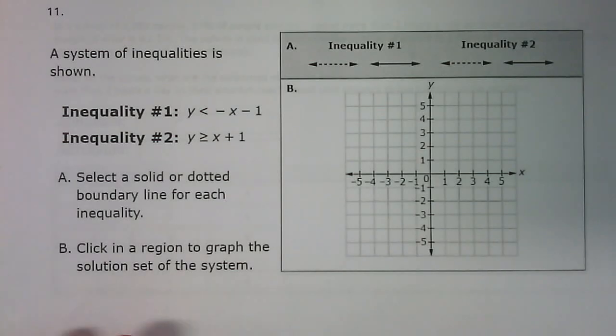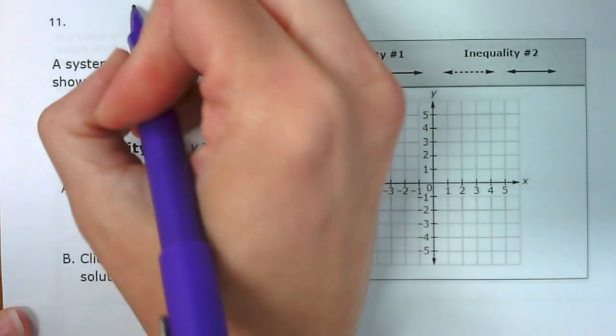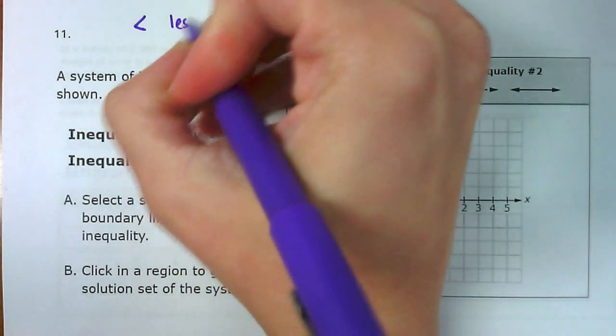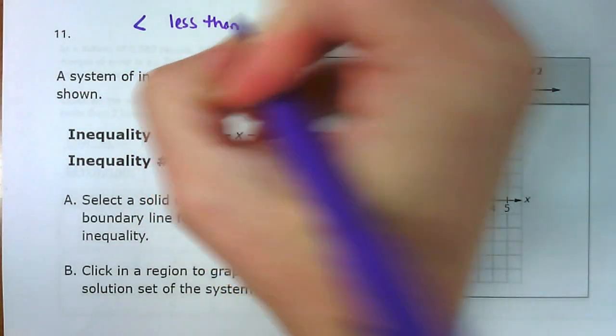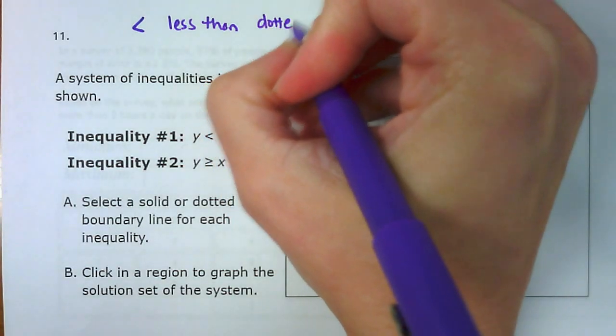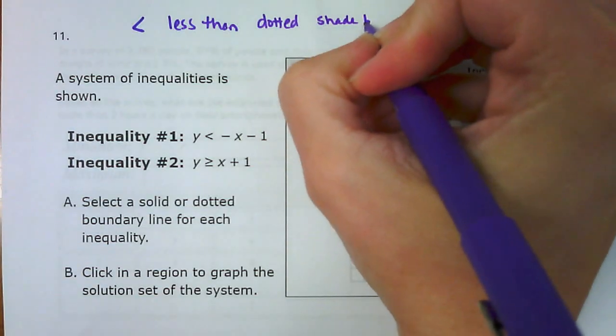All right, number 11 is a graphing question. We have inequalities. So some things you need to remember about inequalities. This is our less than symbol. When it is less than like that, we're going to use a dotted or dashed line, and we're going to shade below.